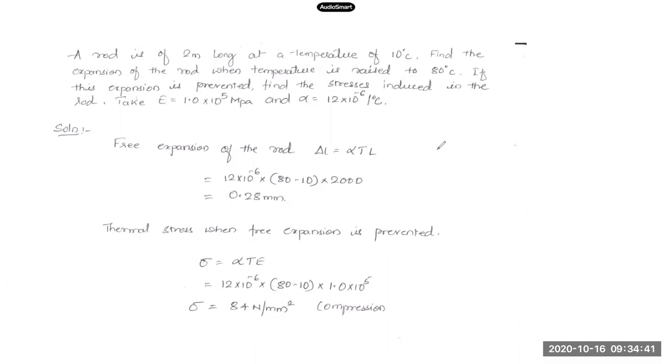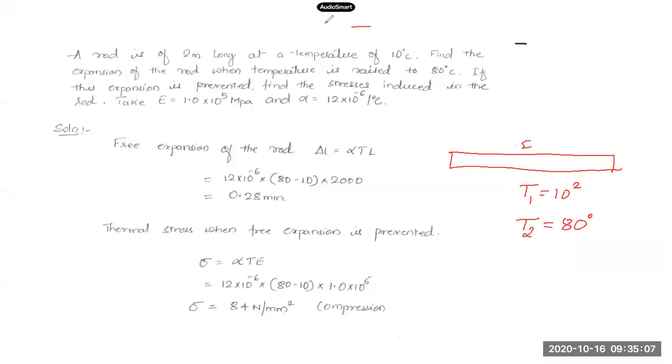We have a bar or a rod which is maintained at a certain temperature. The initial temperature is 10 degrees Celsius, that is T1 equal to 10 degrees Celsius, and later after some time the temperature is raised to 80 degrees Celsius, T2 is 80 degrees Celsius. The length of the bar is given to us as 2 meters. So what is the free expansion? That is the first thing you have to find.